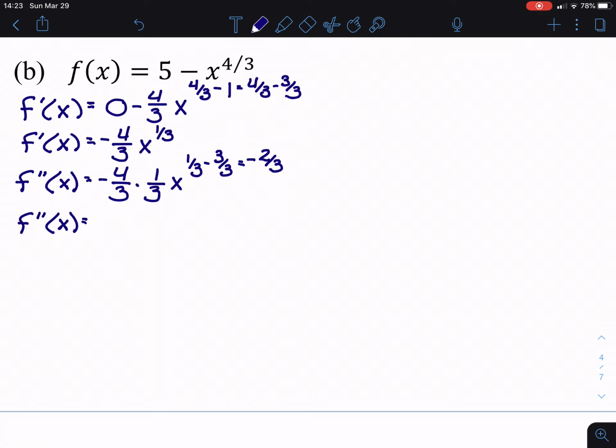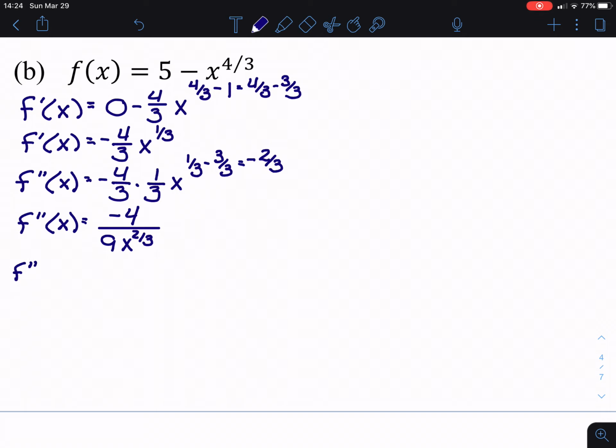Okay, so what I'm going to go ahead and do in writing this second derivative down is that all of a sudden my second derivative has turned into a rational function in this case. So in the numerator, I have negative 4, and in the denominator, I have 3 times 3, which is 9, and then I have x to the negative 2/3, so that means I've got to put that in the denominator as well, so x to the 2/3. There's my second derivative.